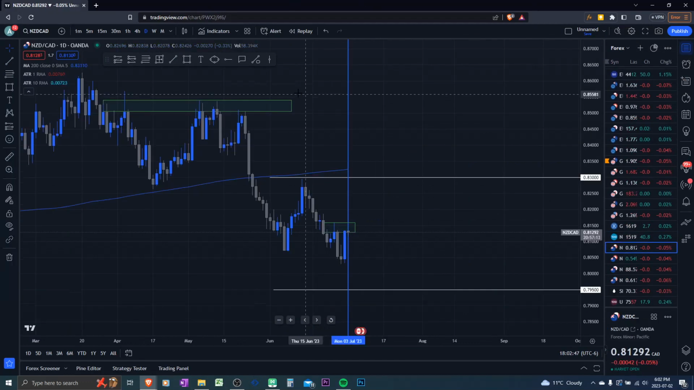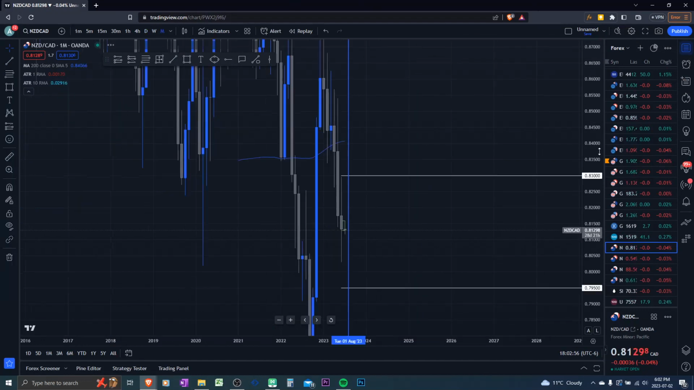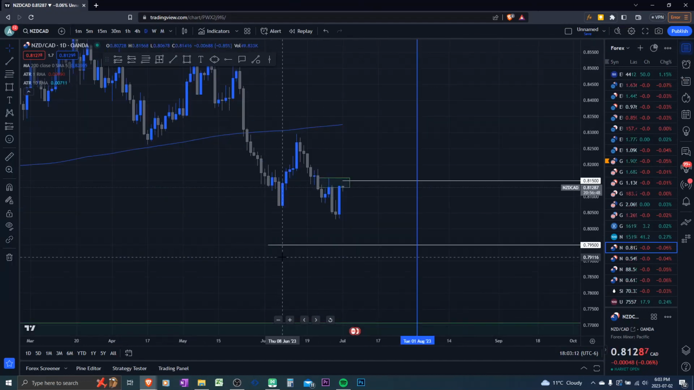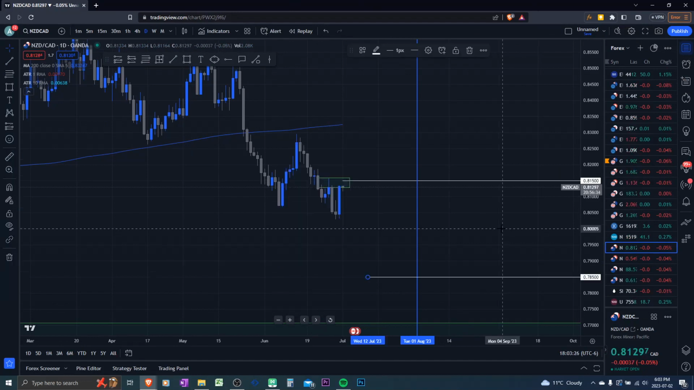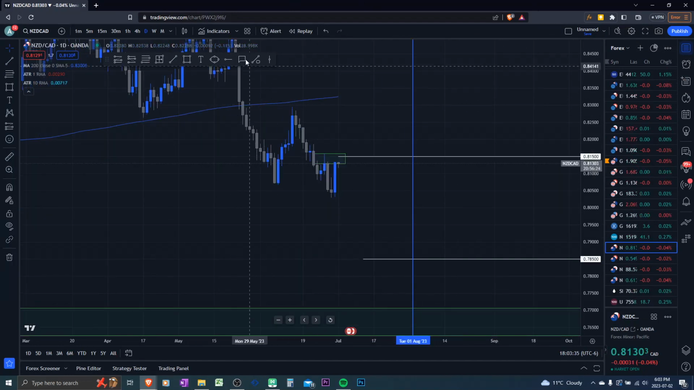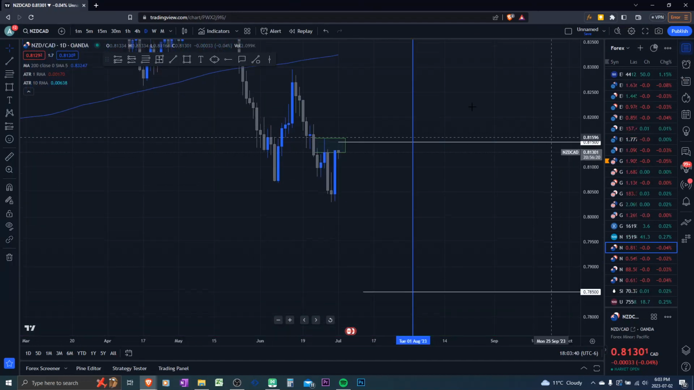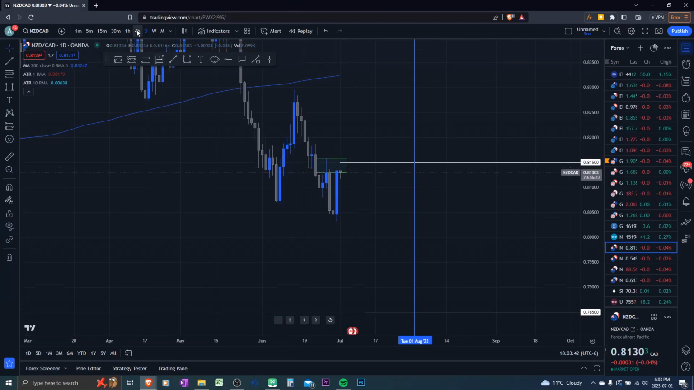We'll do NZD CAD. We delete this little area. Resisting on the monthly, 80 high, low. What do you say, 300 pips? 100 pips. Bearish because below this moving average. Lower lows. We'll just have to wait and see how this reacts in this area.